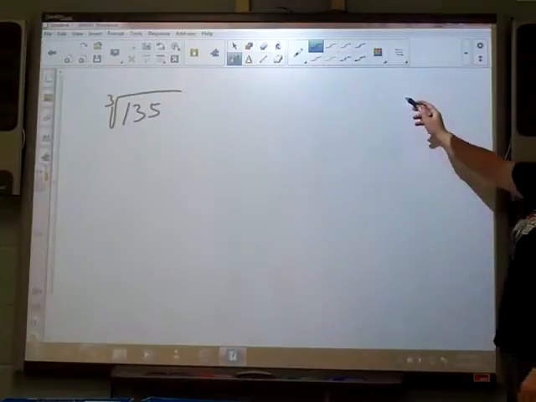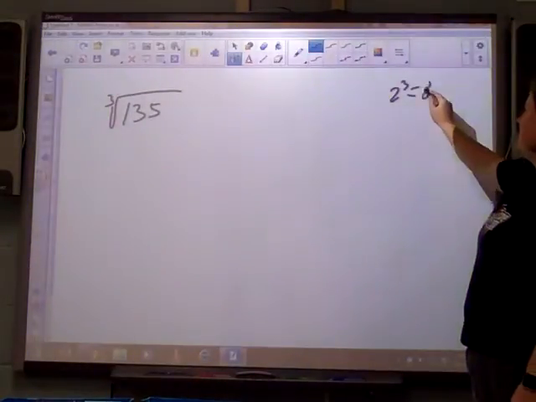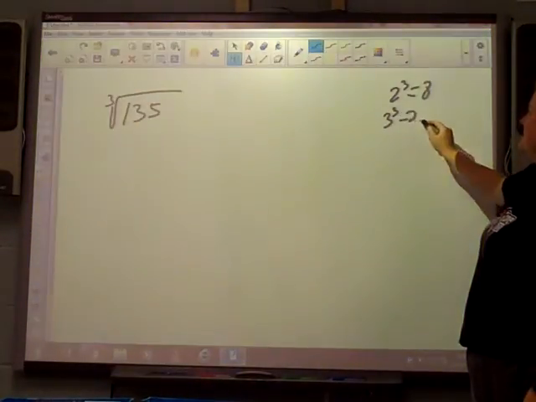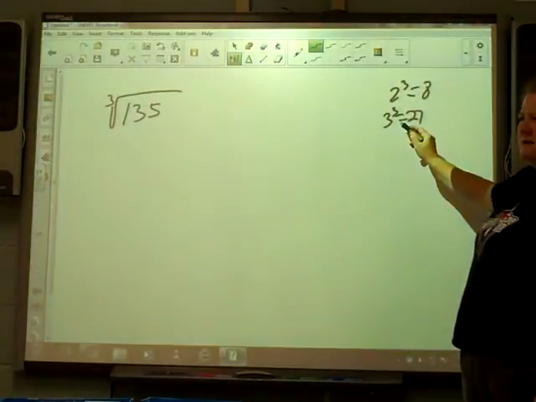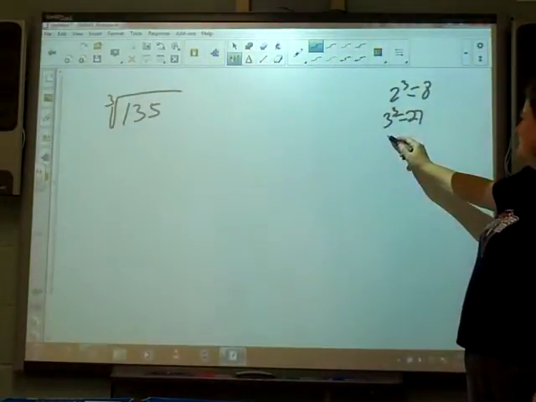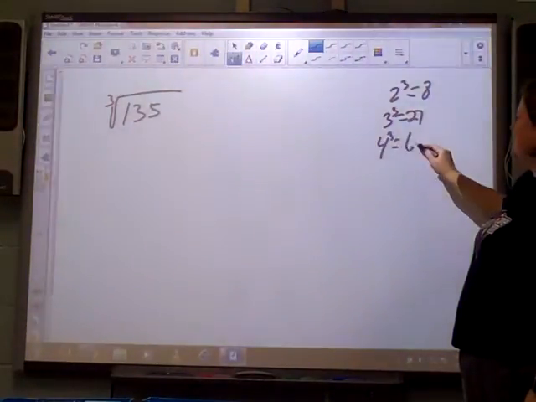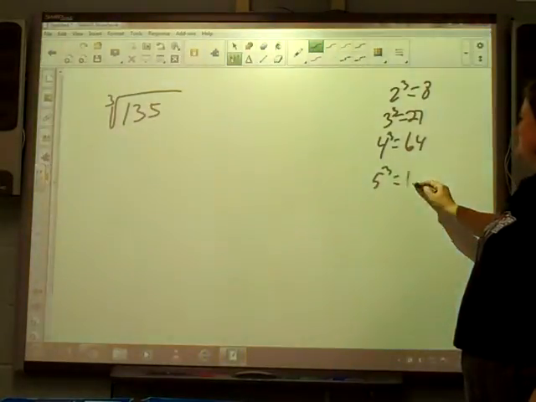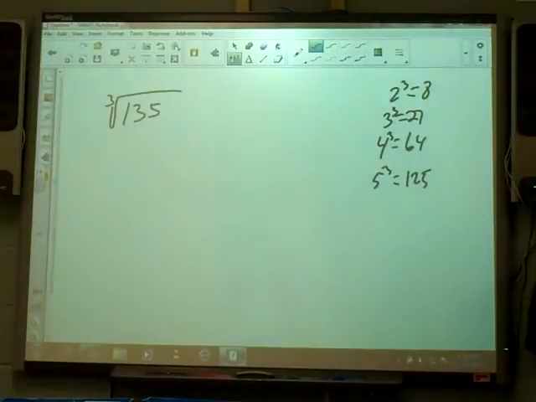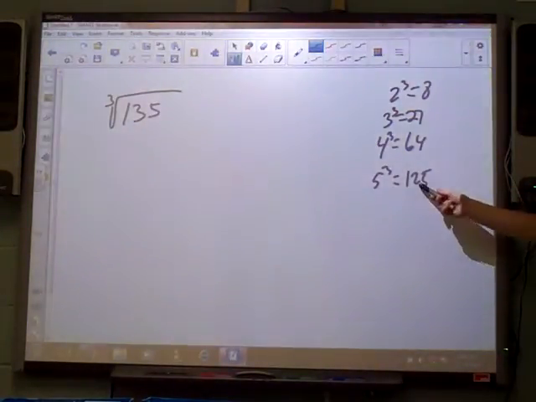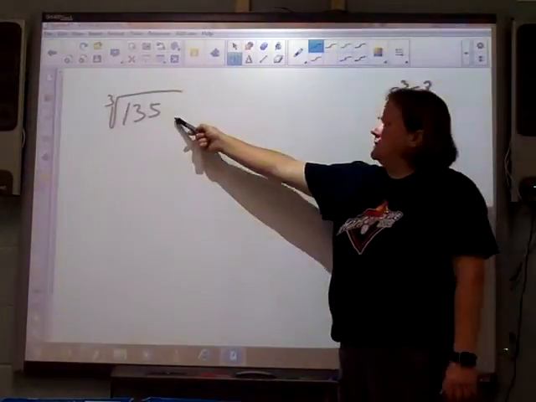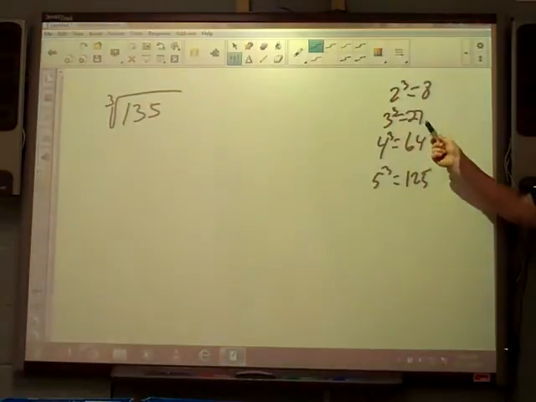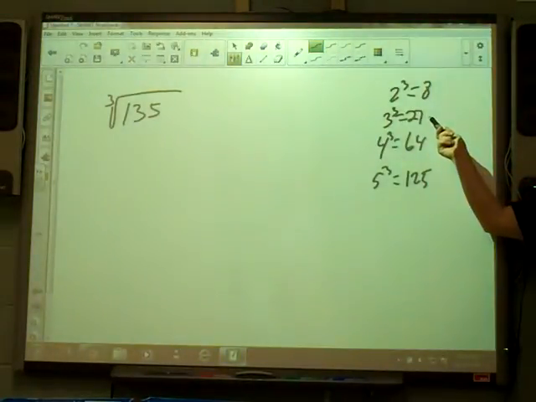I know 1 cubed is 1, 2 cubed is 8, 3 cubed is 27. 4 cubed is 64. 5 cubed is 125. So if I go bigger than 125, I'm going to pass it. I think it's 27. Will 27 go evenly? Do 135 divided by 27.